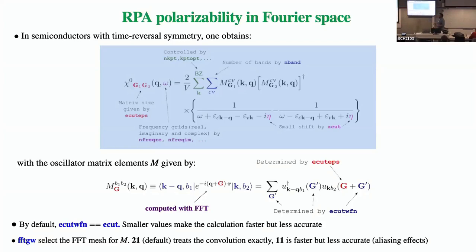As I mentioned to you, when you have a product in real space, then in Fourier space the cutoff energy is four times the cutoff energy for the wave function. So there are options that allow you to select an FFT mesh that is large enough to treat this convolution, or an FFT box that is smaller, that is more efficient, but also produces some numerical noise.